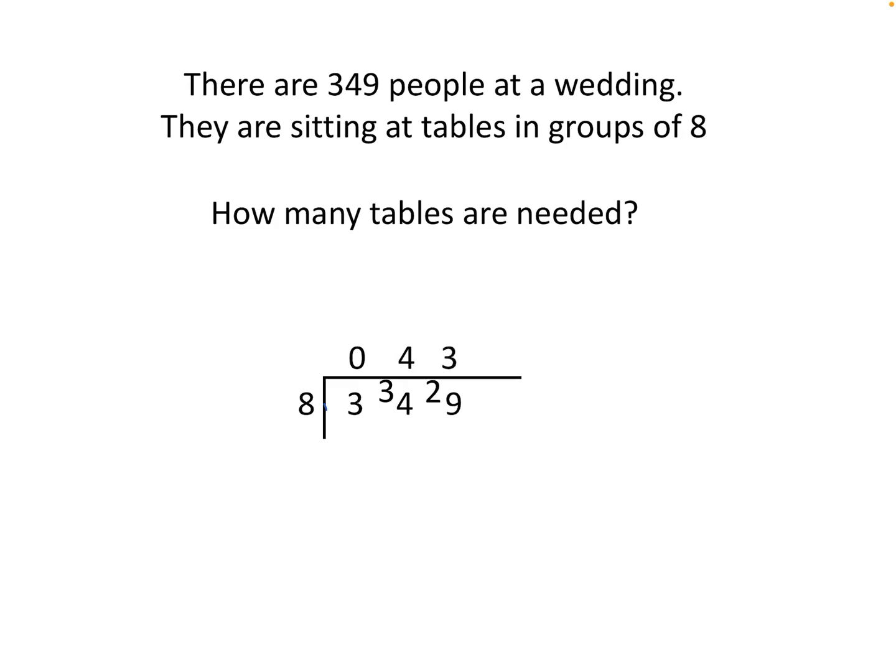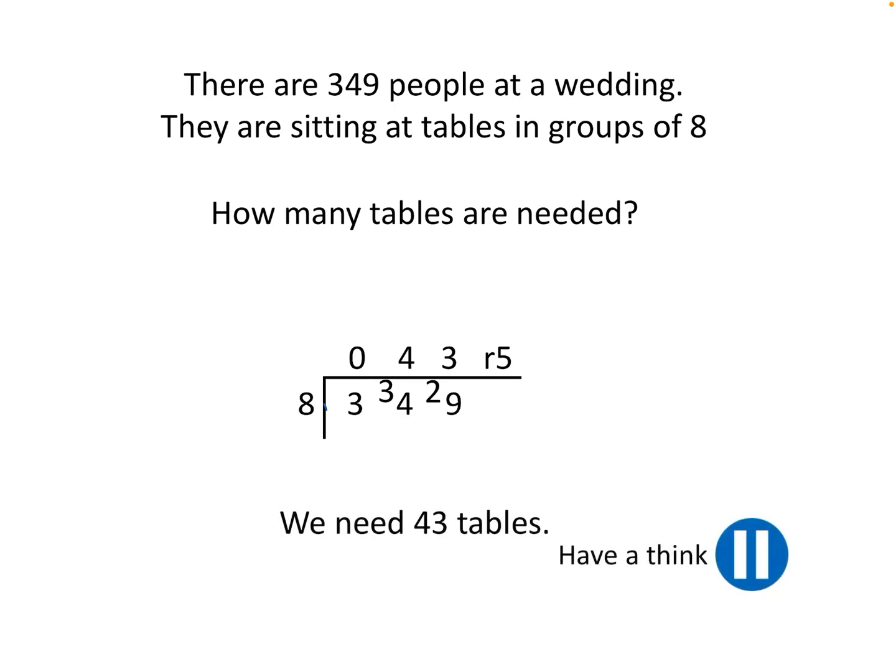8 into 29 equals 3. 8 times 3 is 24. How many is left over? Remainder 5. So that means we need 43 tables. Have a think. Did you spot any mistakes in there?